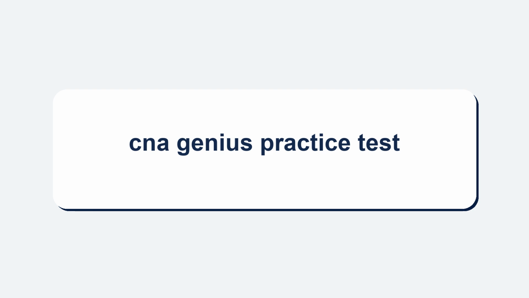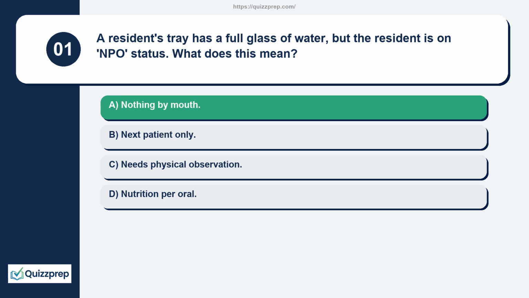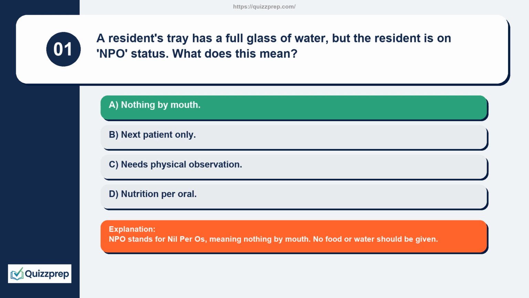CNA Genius Practice Test. Question 1. A resident's tray has a full glass of water, but the resident is on NPO status. What does this mean? Nothing by mouth. Next patient only. Needs physical observation. Nutrition per oral. NPO stands for nil per os, meaning nothing by mouth. No food or water should be given.